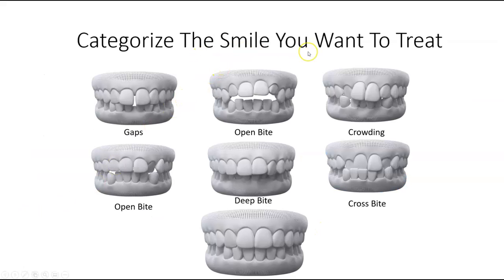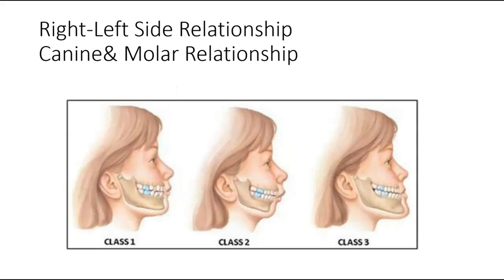Now we categorize the smiles that you would want to treat into how they could be transformed into a nice, beautiful aesthetic smile. Let's take our training one more step deeper. Now, in this case, this is very important. We look at the right and left side relationships of the canine and the molar relationship. And depending on where they are, we classify them into three categories.